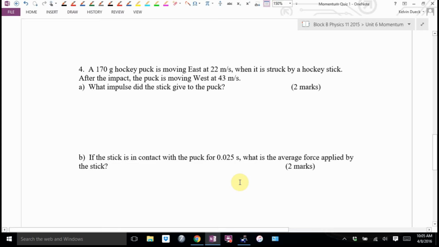Cool. Hayden, what's part A you want me to find? Impulse. What's another word for impulse? So I'm going to write this down. Then I'm going to go look at the question. I'm going to say, did they give me a force and a time? Or did they give me a final and initial velocity? I think they gave me a final and an initial velocity. So it's going to be mv final minus mv initial.